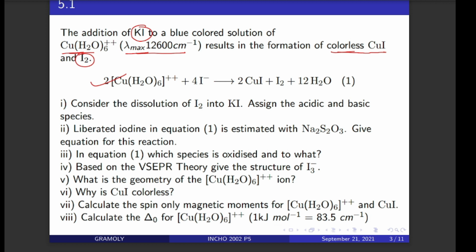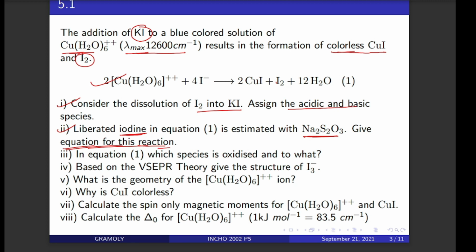It has been told that we consider the dissolution of iodine into KI. Then we have to assign which is the acidic and which is the basic species. Secondly, we have to formulate the equation of the liberated iodine reacting with Na2S2O3, which is being given externally, and we have to supply the equation for this reaction as well.